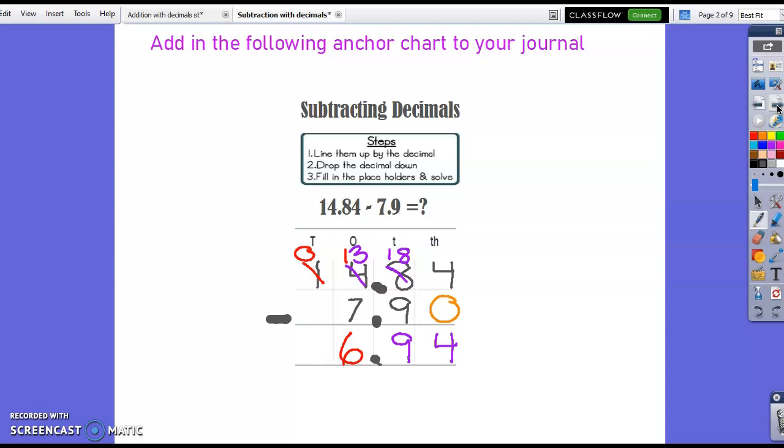I dropped down my decimal place. Then 7 cannot be taken away from 3. So then we borrow from your tens place, making the 1 a 0, and your 3 becomes 13. Then you subtract 13 minus 7 for 6. The difference of 14 and 84 hundredths minus 7 and 9 tenths is 6 and 94 hundredths.